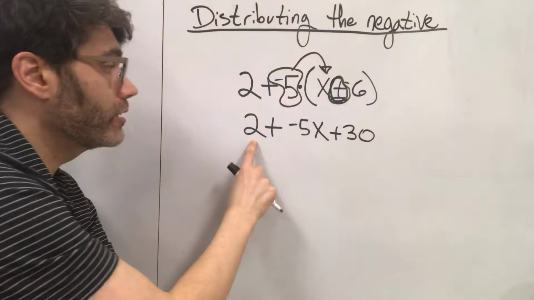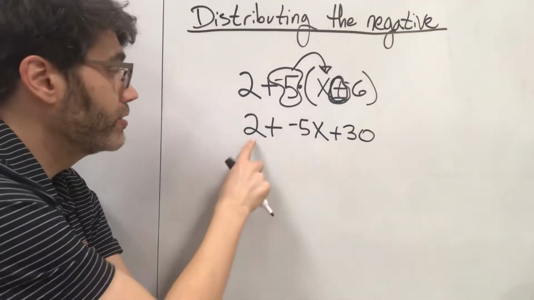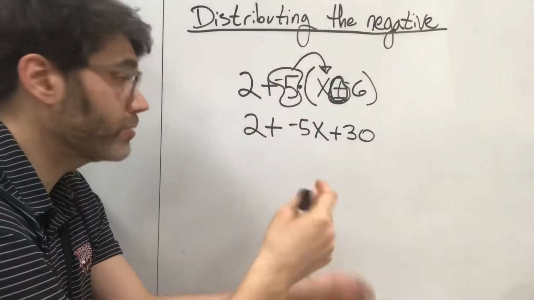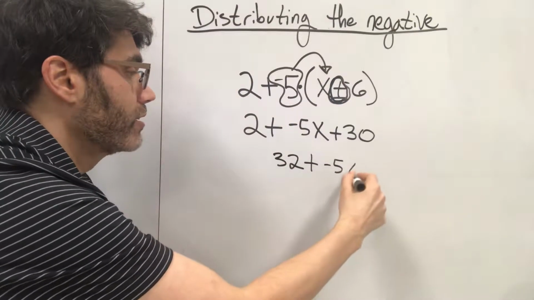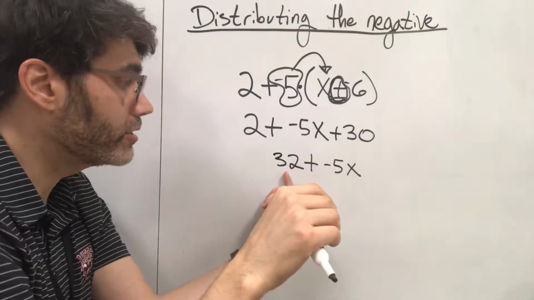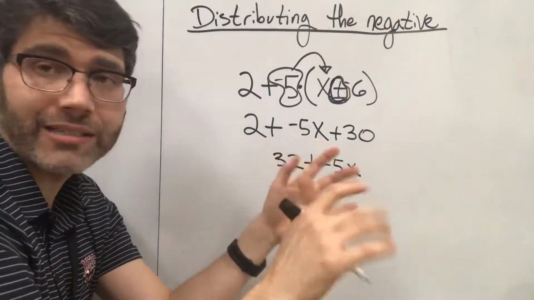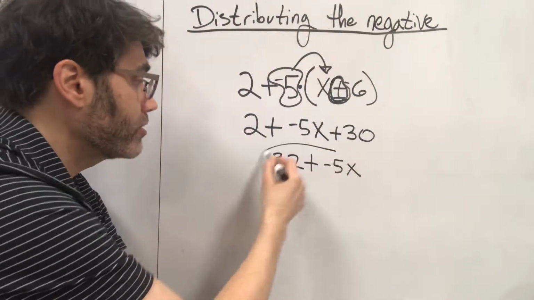Now we can start to combine different things that are like terms. The 2 and the 30 are both constants. So constants are like terms. That turns into 32 plus negative 5x. X is an unlike term to 32. X is a variable. 32 is a constant. You can't mix them. So this is as far as we can go. This is a perfectly good answer.